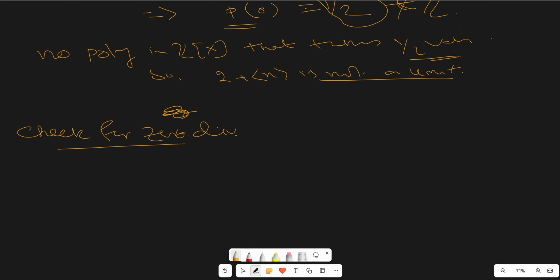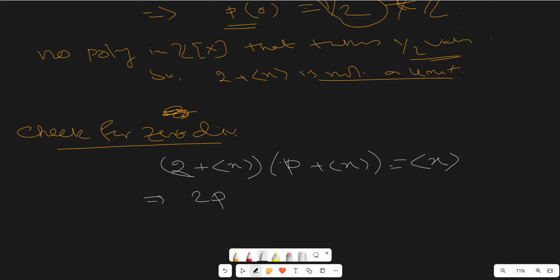Zero divisor, right? For a zero divisor, you have two non-zero elements, but still the product should give you 0. So let's take 2 plus the ideal generated by x, and p plus the ideal generated by x, and it is giving you the zero element. So what does it mean? This is 2p plus the ideal generated by x. Two cosets are the same if and only if 2p is inside the ideal generated by x.